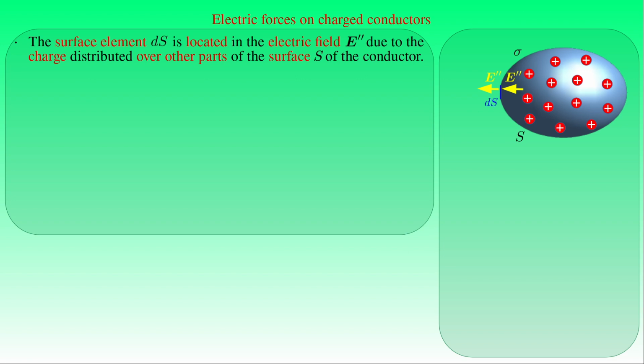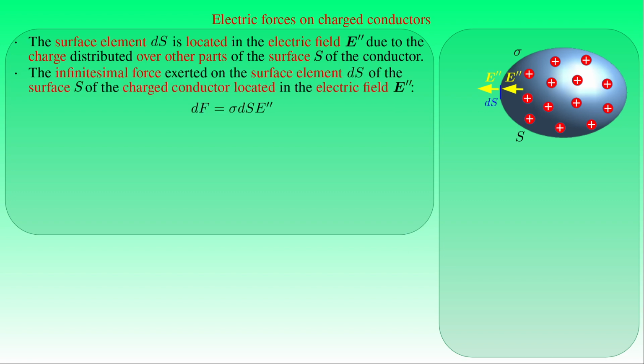By definition, the force acting on a given amount of charge located in an electrostatic field is the product of the charge and the electric field strength. Then the force dF exerted on the surface area element ds containing the charge given by the surface charge density sigma times ds can be written as sigma times ds, times the magnitude of the electric field E double prime.